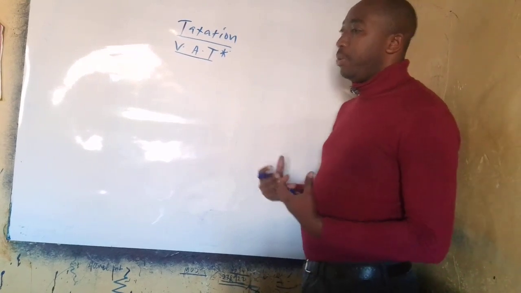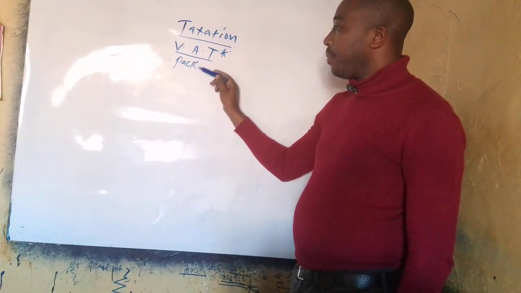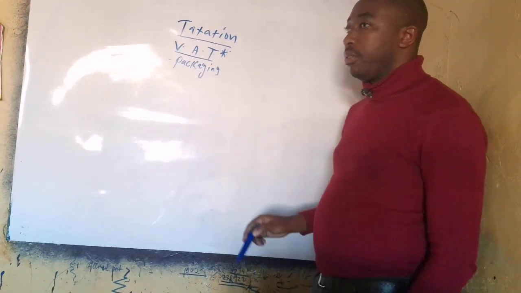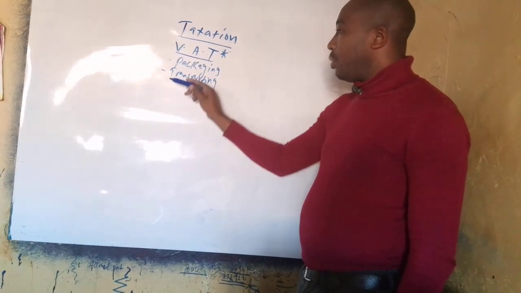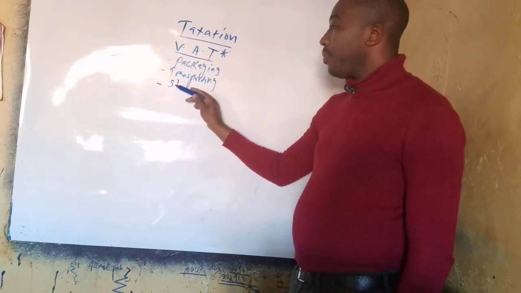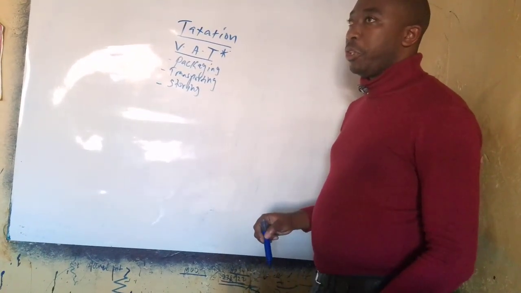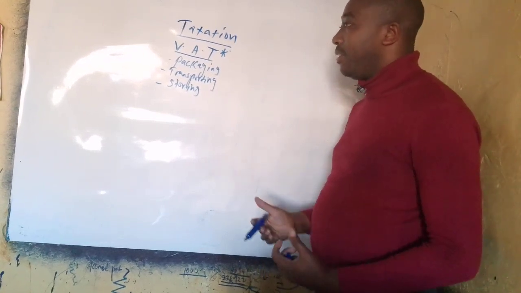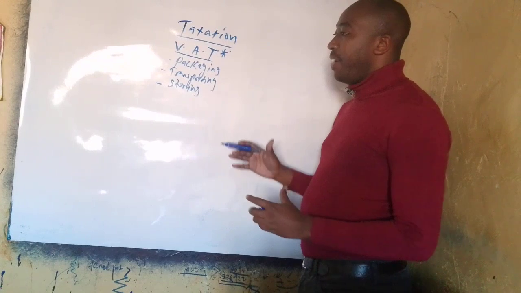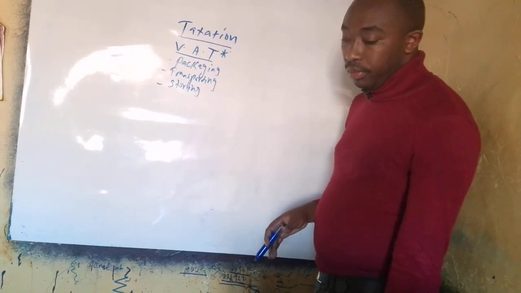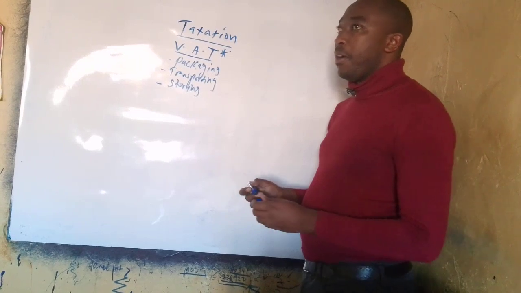And how do we add value? We can add value to goods and services through packaging, through transporting goods, storing the goods, and offering professional advice and consultancy services. All those are value addition activities. And once we have added value to the service or product, we need to charge VAT for those who are registered for VAT.